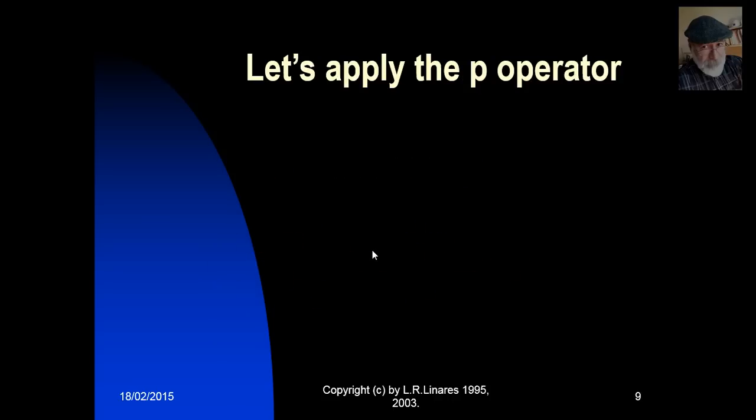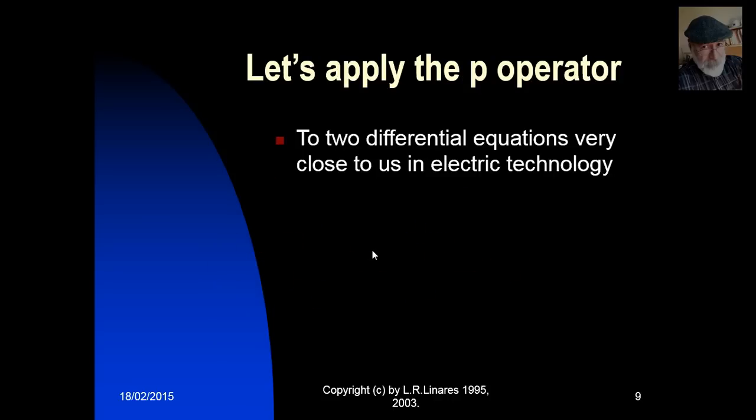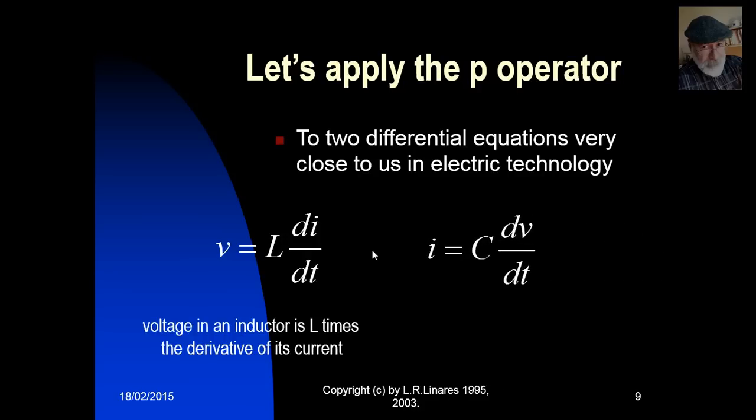Now let's apply the P operator to two differential equations that are very close to us in electric and electronics technology. Those are this equation, v equals L di dt, and i equals C dv dt. The first one in words is the voltage in an inductor is L times the derivative of its current, and the current in a capacitor is C times the derivative of its voltage.